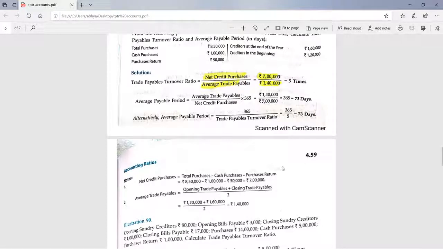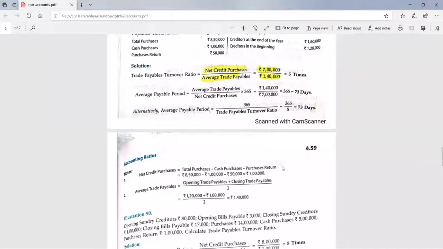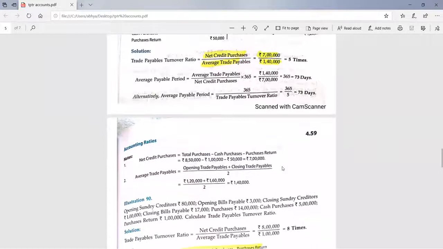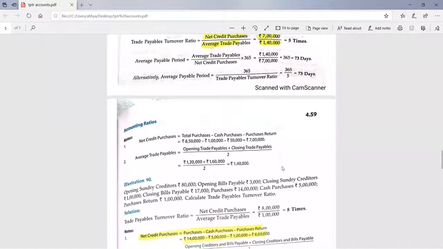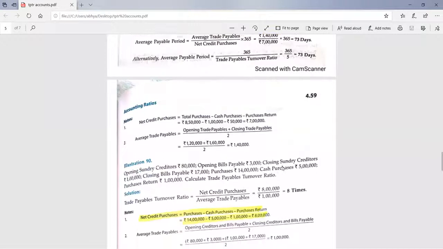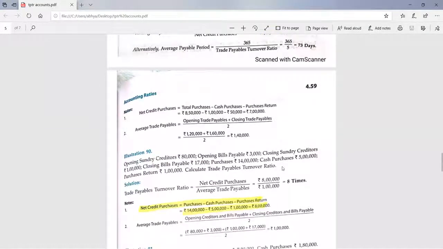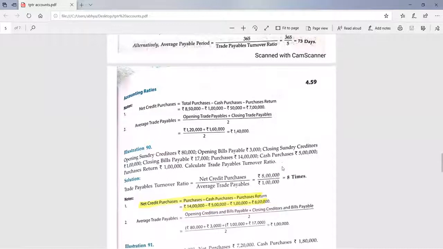Opening creditors plus opening BP plus closing creditors plus closing BP, divided by 2, will be the average trade payables. Then purchases 14 lakh minus cash purchases 5 lakh minus purchase return 1 lakh, 14 lakh minus 6 lakh, 8 lakh will be the net credit purchases. And the average trade payables, yes, very good. Everyone has given me the correct answer. Very good, students. So the answer here is 8 times.